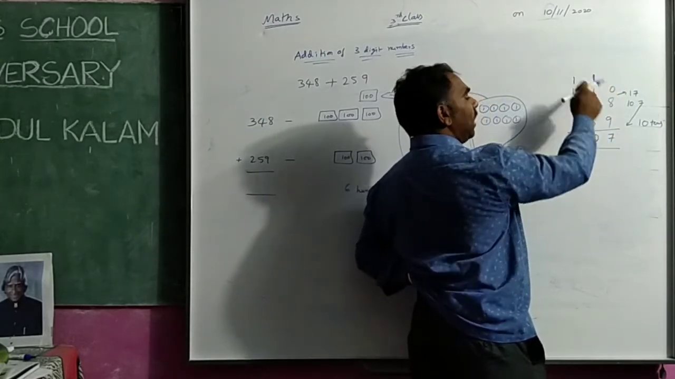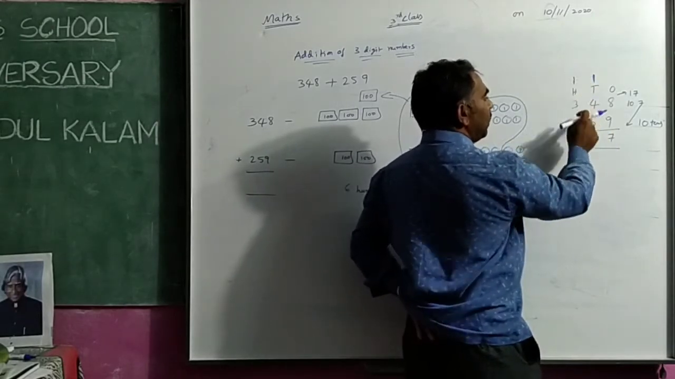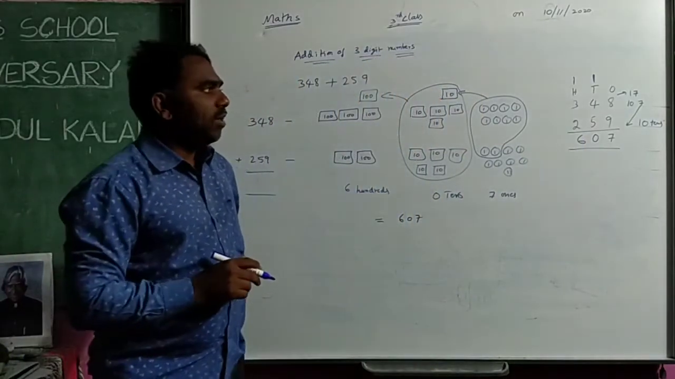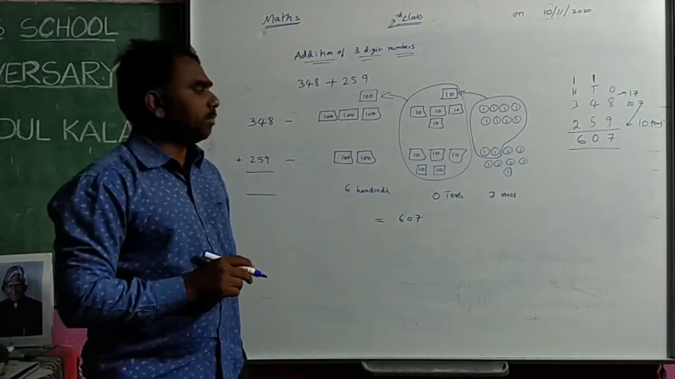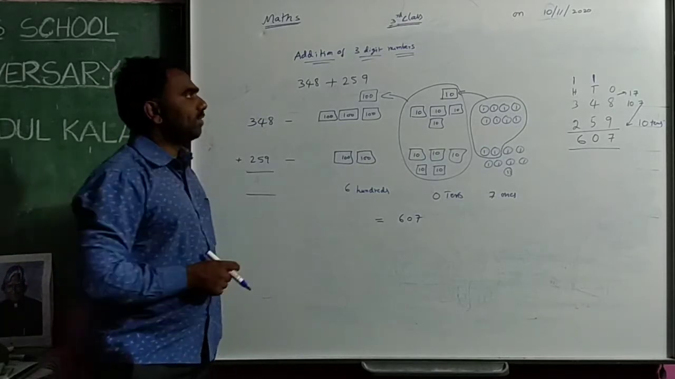100 you have written here and here nothing left. 0. And hundreds 100, 300, 200. Totally 600. This is the way of adding the numbers. Adding the 3-digit number. So this is one example.